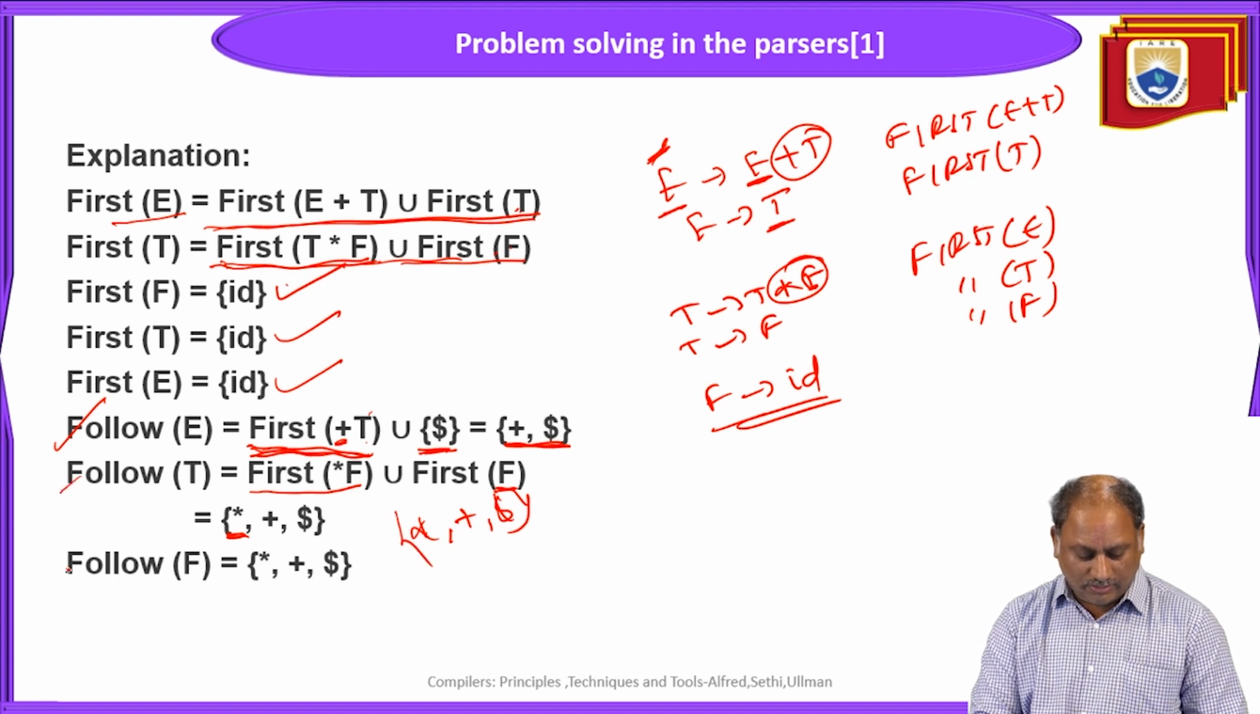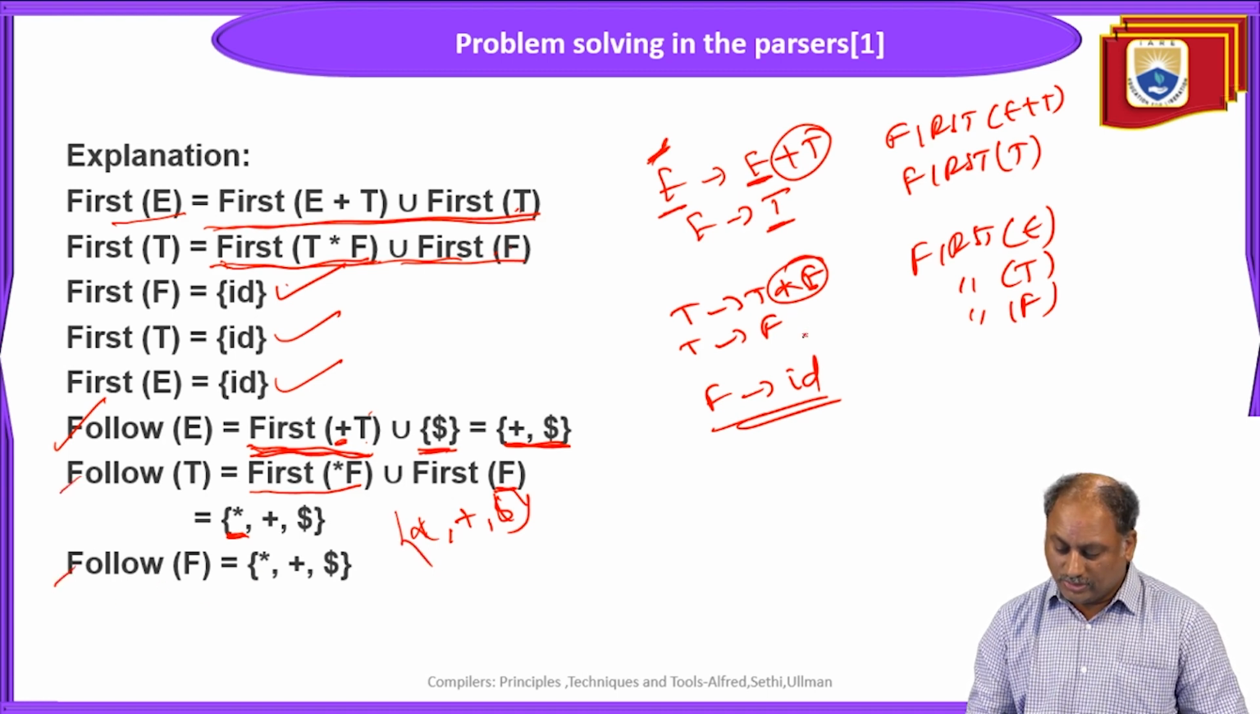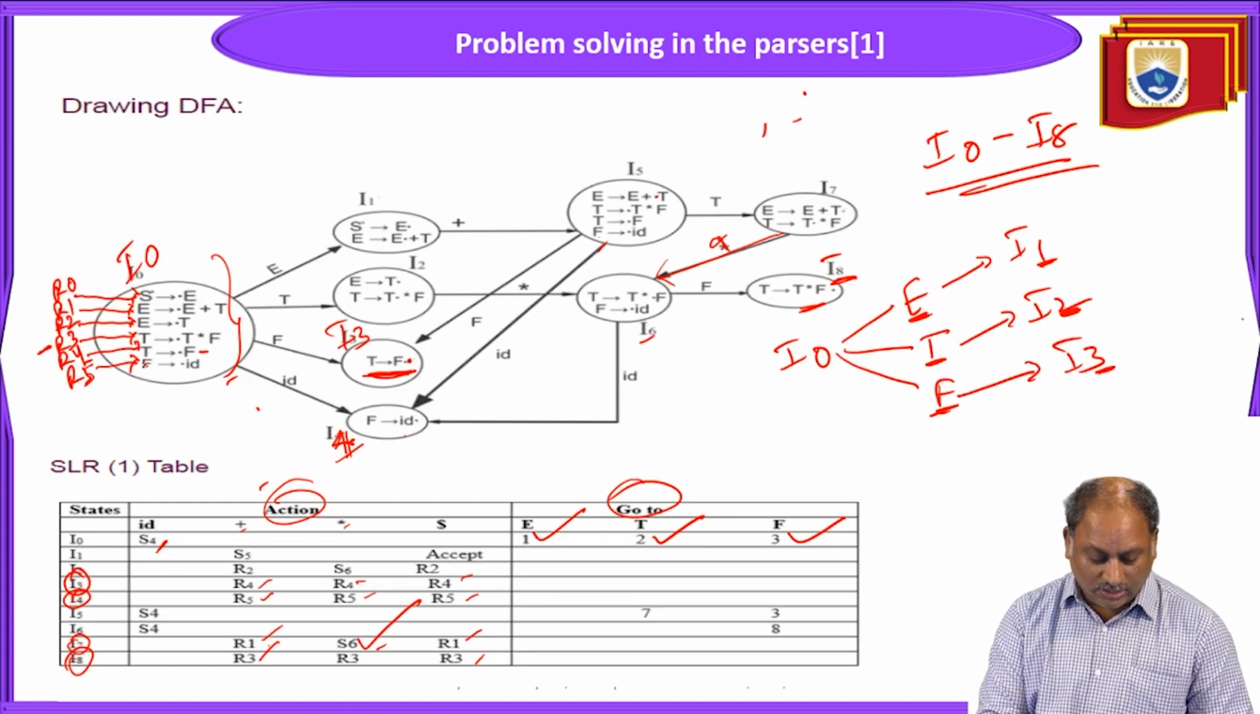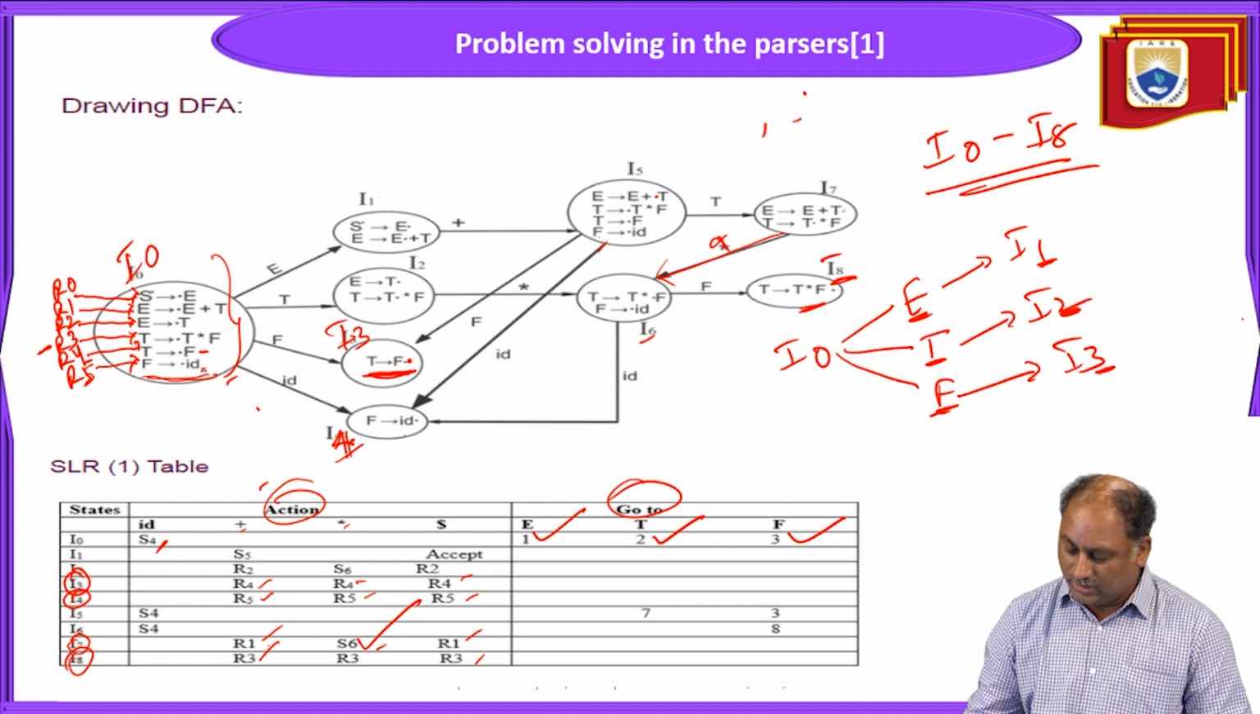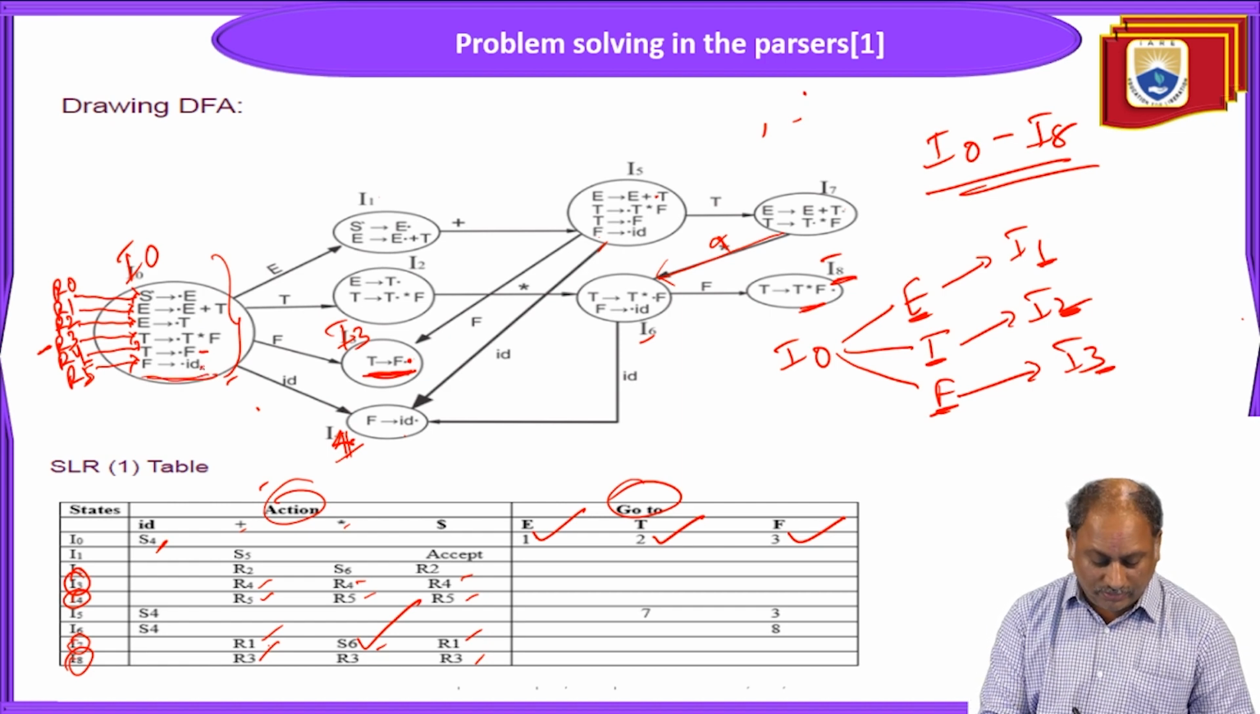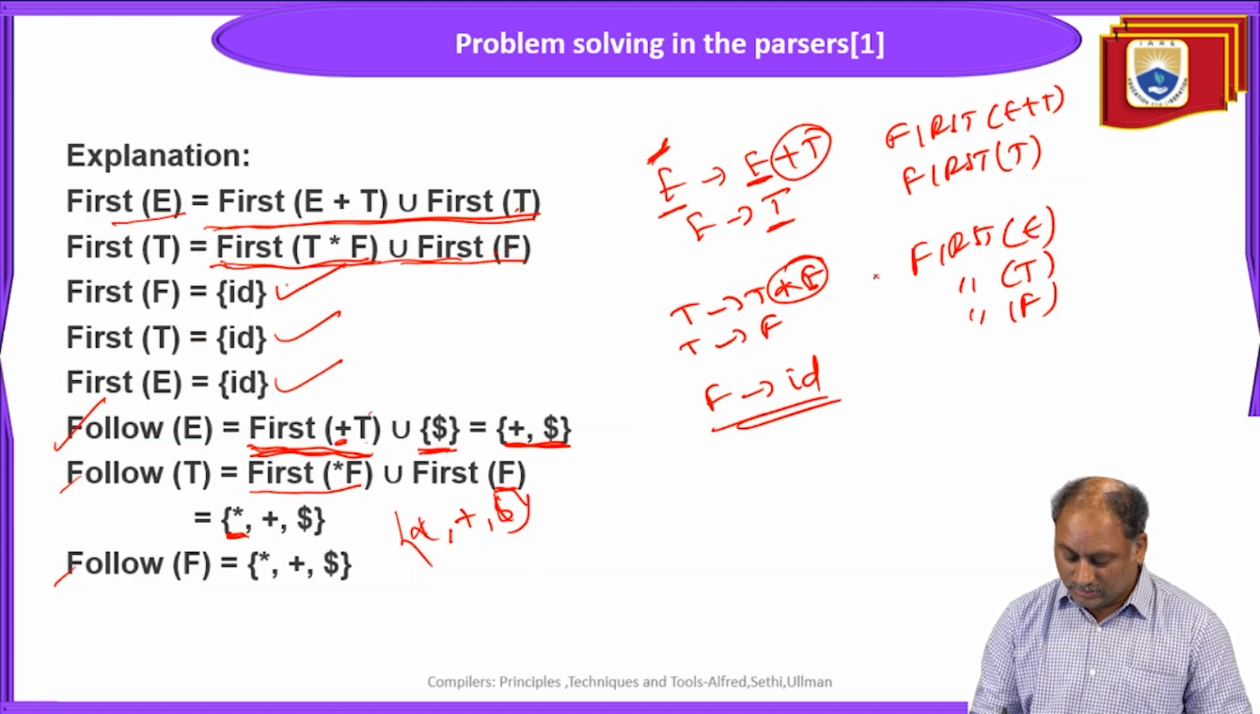And similarly follow of F we have computed. Where follow of F is id. What production does it contain? F has only one production, that is F derives id, and that is follow of E. Follow of F: where F is available, in T derives T star F and T derives F. So T derives F. So that's why you are getting the same thing. For this one also star, plus, dollar.